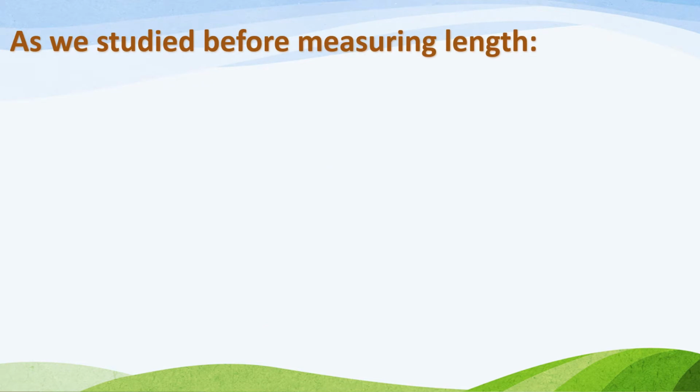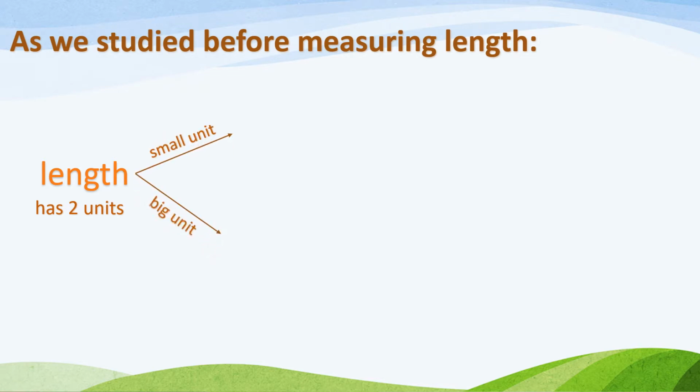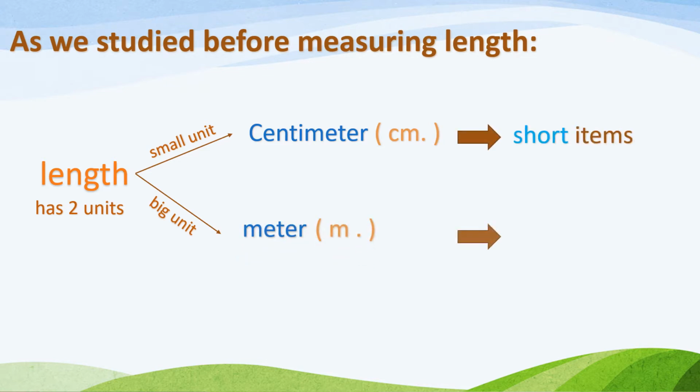As we studied before, measuring length has two units, small unit and big unit. The small unit is centimeter and its abbreviation is cm. The big unit is meter and its abbreviation is m. Centimeter is used for short items. Meter is used for long items. 1 meter equals 100 centimeters.